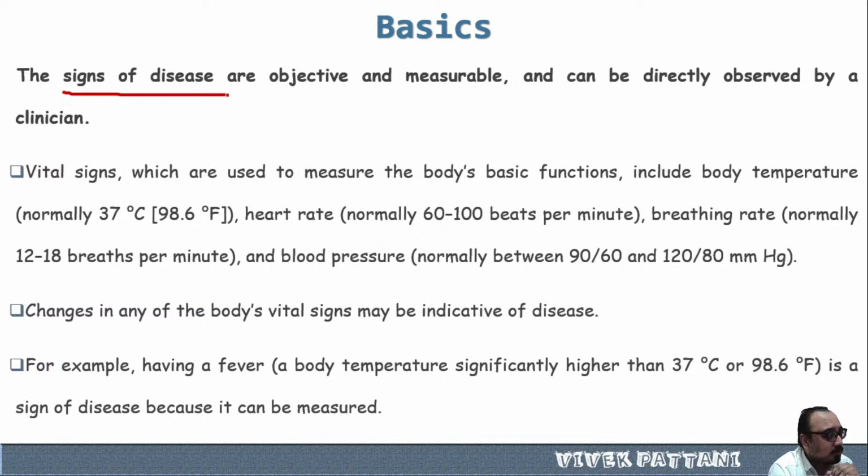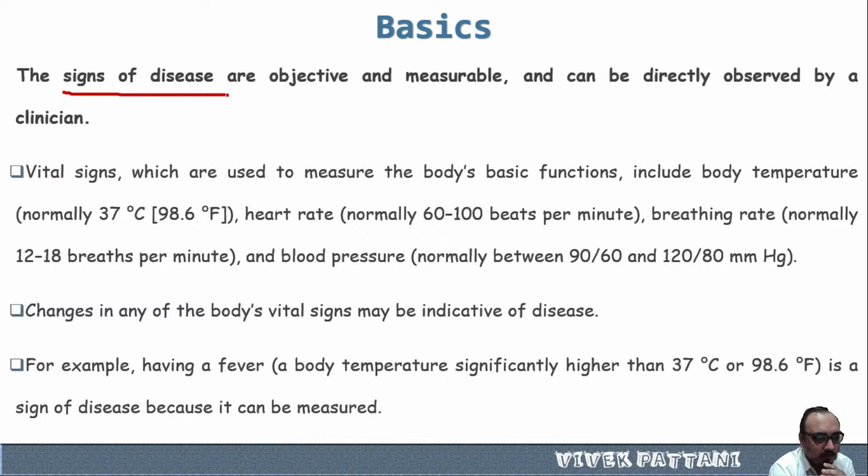Even it gives us an idea which organ may be infected in our body. Vital signs, which are generally used to measure the body's basic functions, include body temperature, which is normally 37 degrees Celsius, and in Fahrenheit it is 98.6.